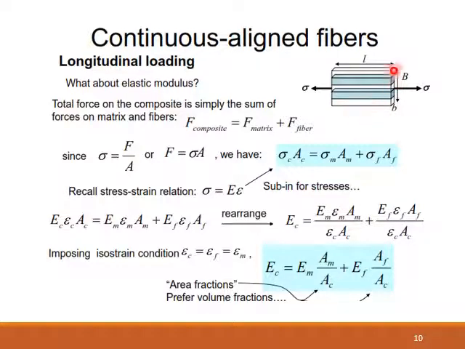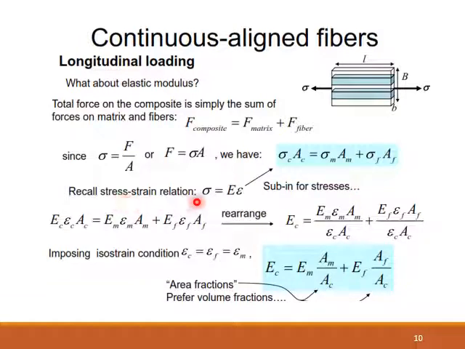So what it means is the total load under this condition will be equal to the load on the matrix plus the load on the fiber. Remember from our mechanical property that stress is force over area. So therefore force is equal to stress multiplied by A. So we replace these forces by stress multiplied by A. The force on the composite becomes sigma C multiplied by AC, the force on the matrix becomes sigma M multiplied by AM, and the force on the fiber becomes sigma F multiplied by AF.